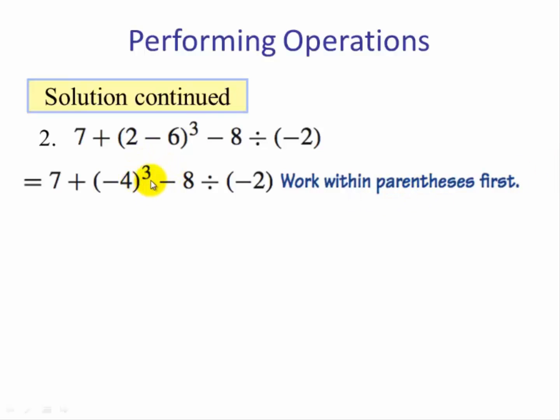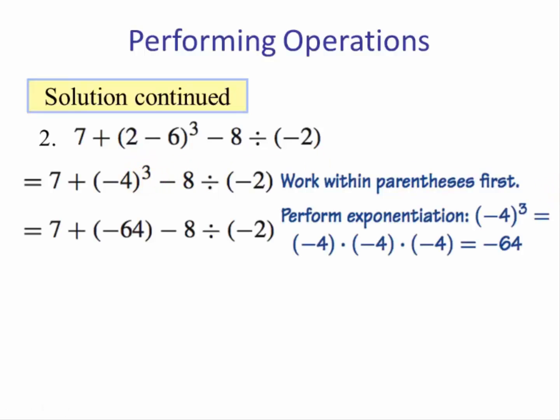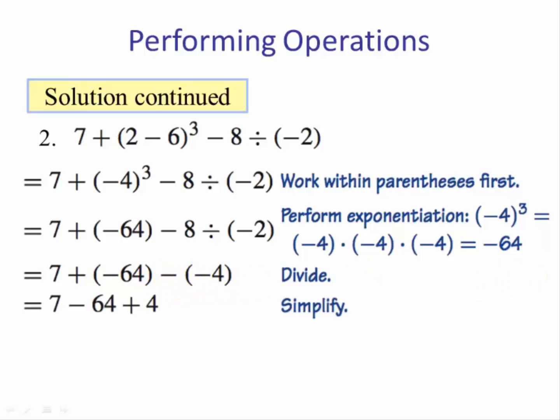Our next step is to do exponents, so negative 4 times negative 4 times negative 4 is negative 64. So we have addition, subtraction, division. Division comes next. 8 divided by negative 2 is a negative 4. So the next thing we do, we can simplify. If I'm subtracting a negative number, that becomes addition. And if I am adding a negative number, that's the same thing as subtraction.